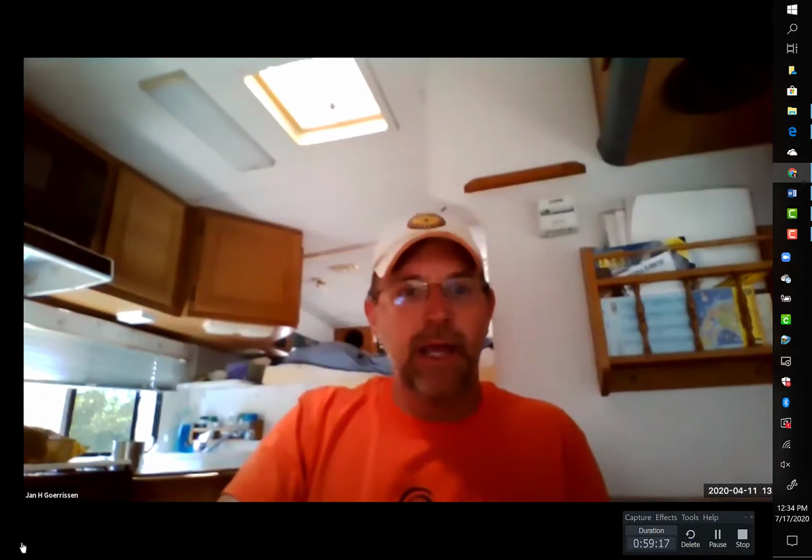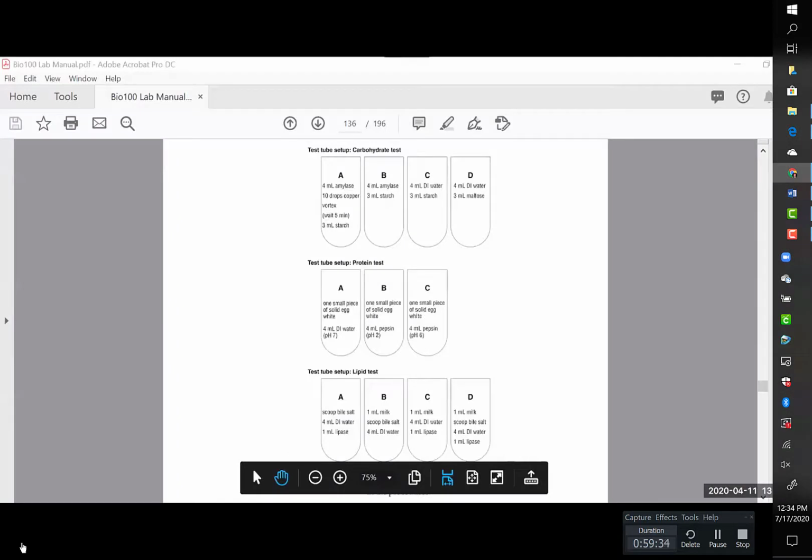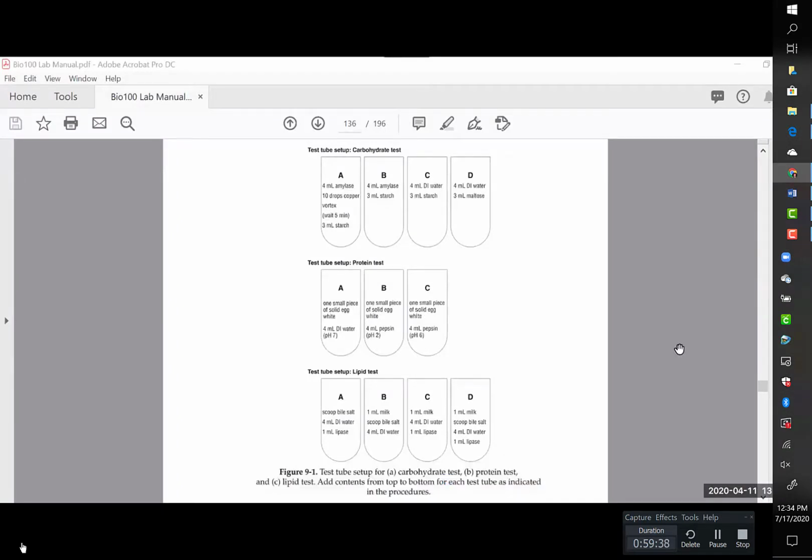So let me go ahead and open up the lab manual. I've got a copy of it on my computer, and we're just going to talk about the results real quick. So let's go ahead and do that. And so this is what was our experimental setup over here. So we had the carbohydrate test where we put in the amylase, the copper sulfate.